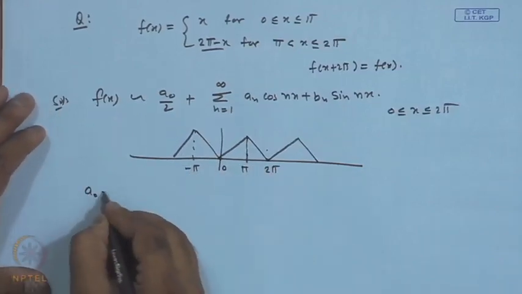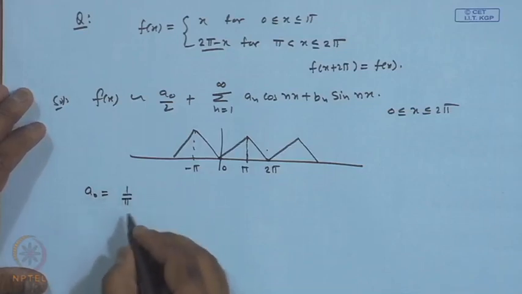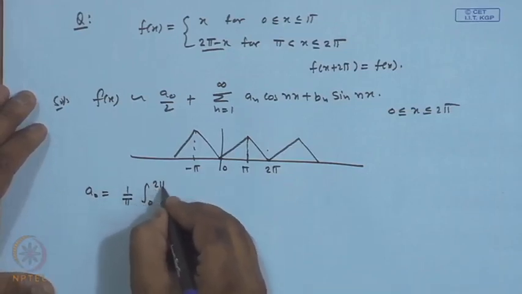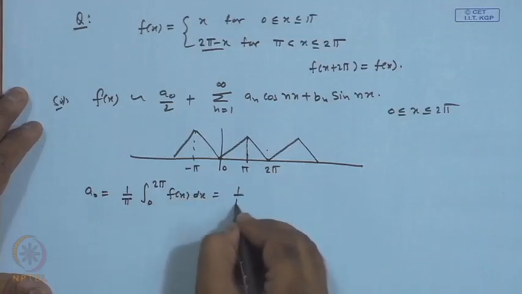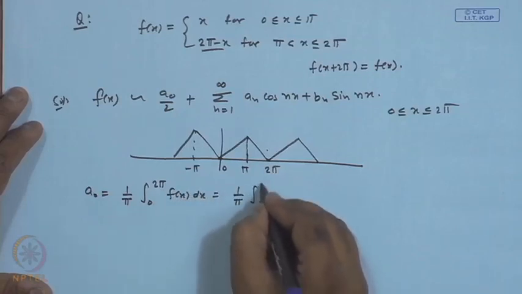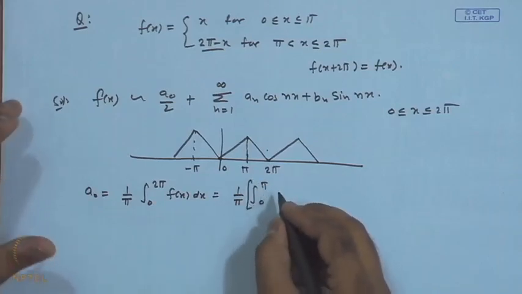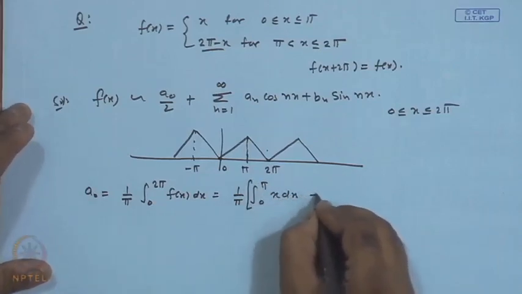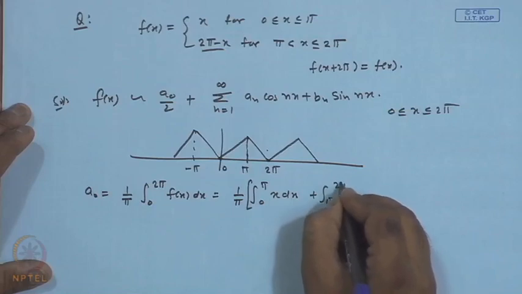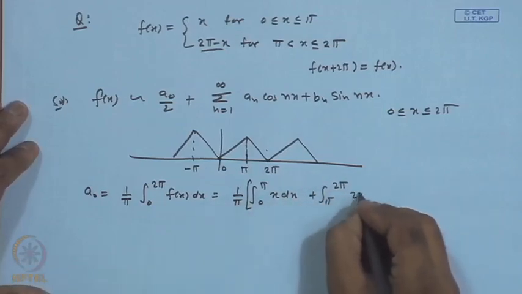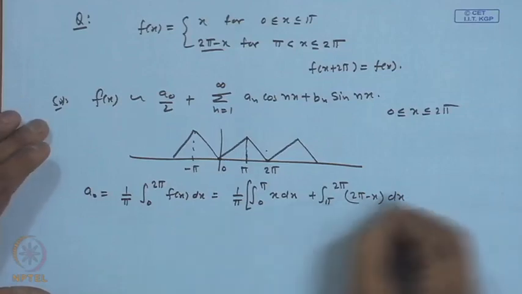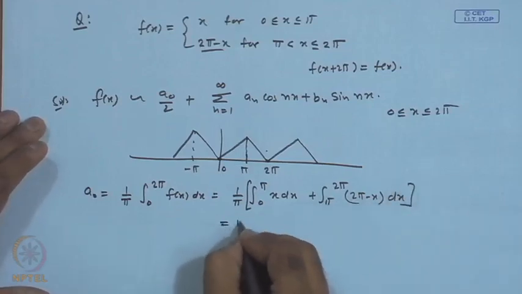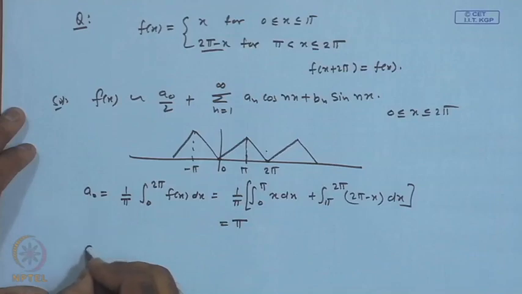So, this a naught we can get with 1 over pi, integral 0 to 2 pi f x dx, which is 1 over pi, integral 0 to pi of x plus integral pi to 2 pi of 2 pi minus x dx, and the simple integration will give us just pi.